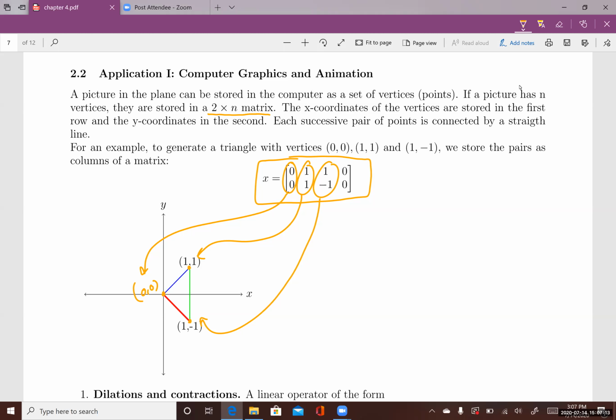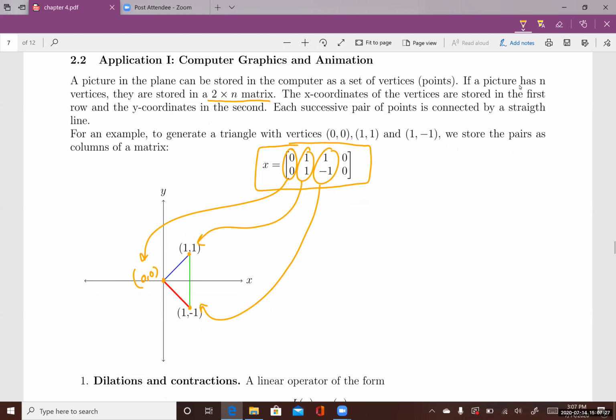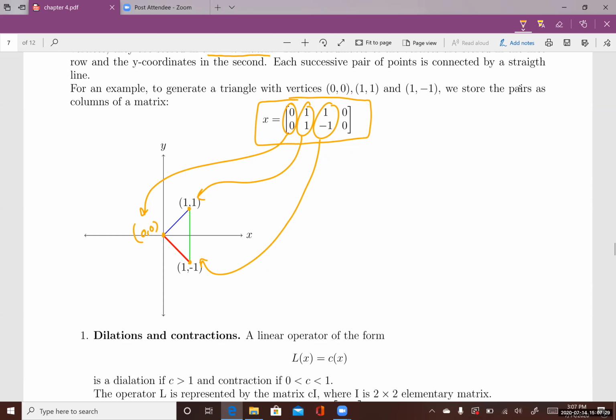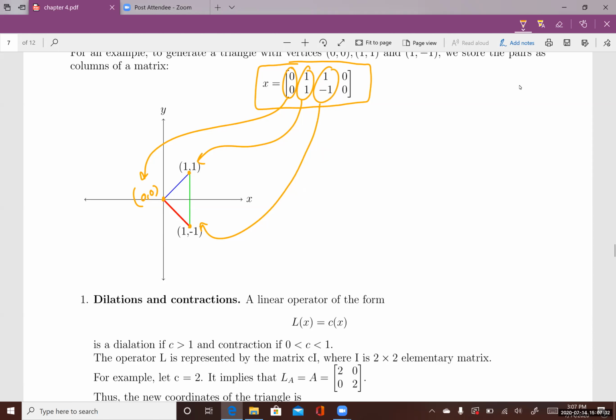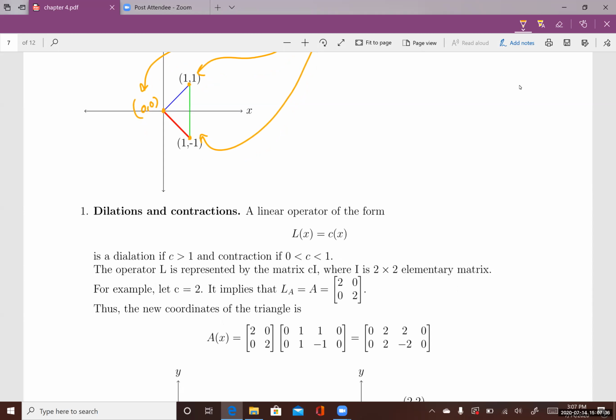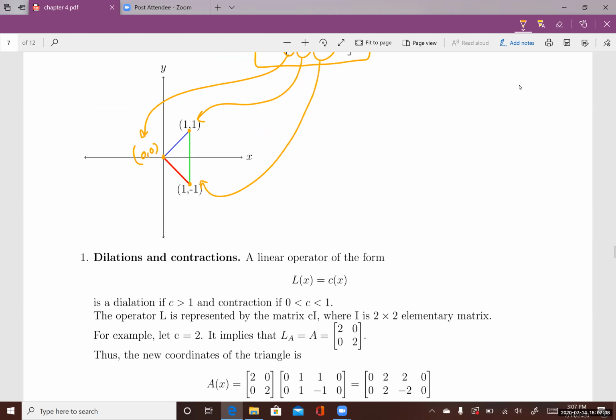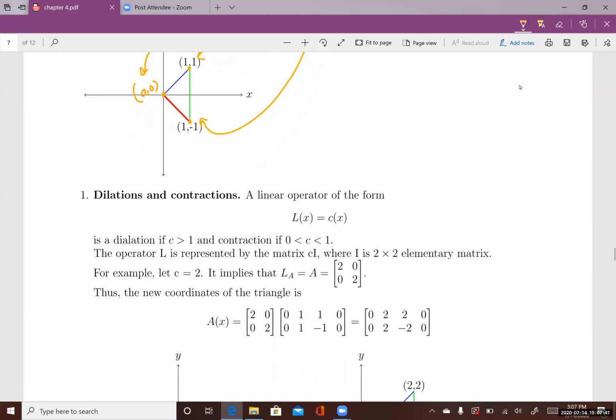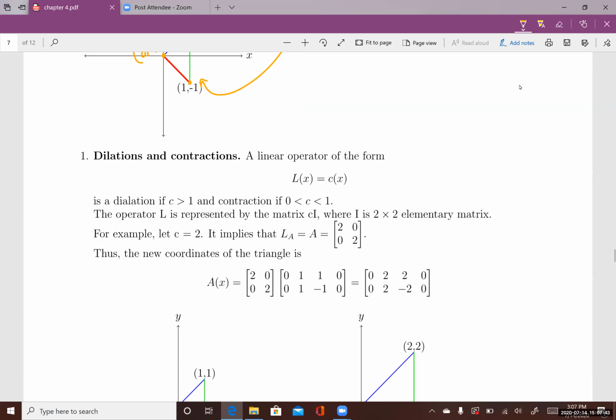All right, so we know how to come up with a 2xn matrix that is a representation for a set of vertices making up a triangle. So this is how we set up a triangle. And then we can use linear algebra to do animations with this triangle. More specifically, we're going to use linear operators.